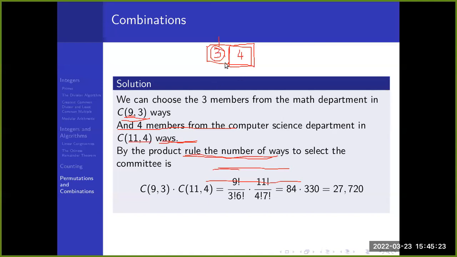So now we have the 2 different ways of doing these jobs. We have N1 and we have N2. So the total number of ways will be N1 times N2. Now N1 will be this, our N2 is this. When we multiply them, we end up with 27,720 different ways to pick a committee of 7 if they are constructed in this manner: 3 from mathematics and 4 from computer science, where we have 9 mathematicians and 11 computer scientists in total.